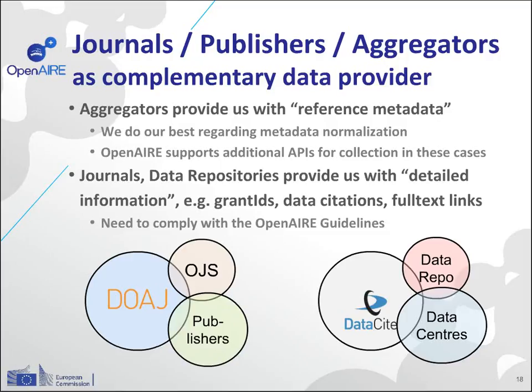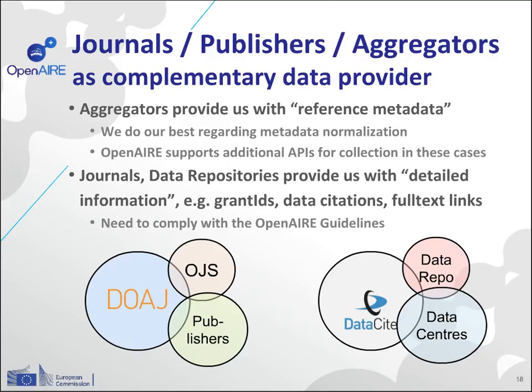This collection of bibliographic information from repositories is complemented in the same way by collecting this information from journals, publishers, or other kinds of aggregators. So for instance, we collect the metadata from DOAJ, which are about 2 million records at the moment. And we do this also from DataCite.